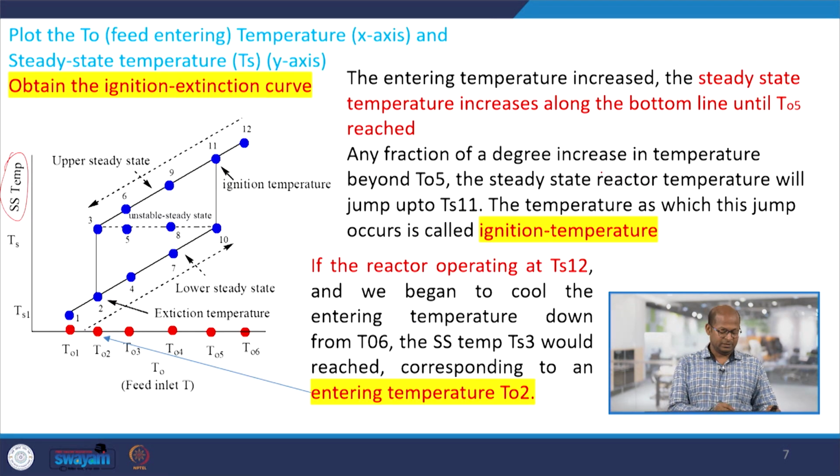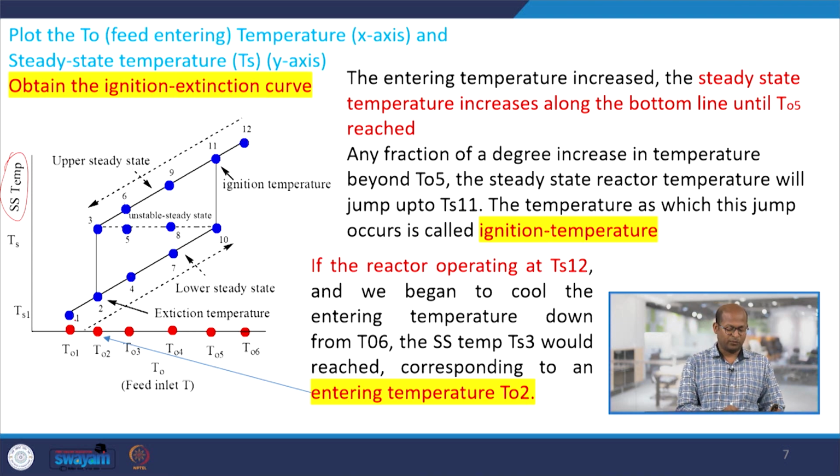So, T01 is the feed inlet temperature, the red dot, and the corresponding steady state temperature is 1. Similarly, for T02 the corresponding steady state temperature is this, for T03 the steady state temperatures are 4, 5, 6, and for T04, the feed inlet temperature, the steady state temperatures are 7, 8 and 9. Similarly, we can go this way with T05 and T06 and get the different steady state temperatures.